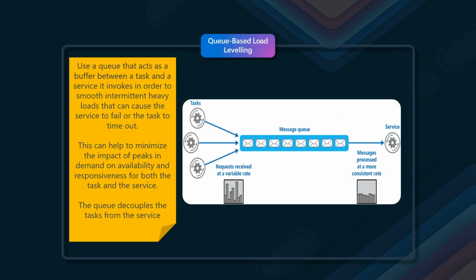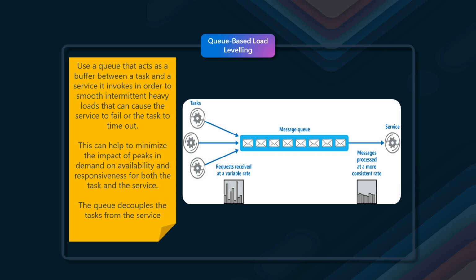So let's take a look at queue-based load leveling. Use a queue that acts as a buffer between a task and a service it invokes in order to smooth intermittent heavy loads that could cause a system to fail or the task to time out. This can help minimize the impact of peaks in demand on availability and responsiveness of both the task and the service. Many solutions in the cloud involve running tasks that invoke services.